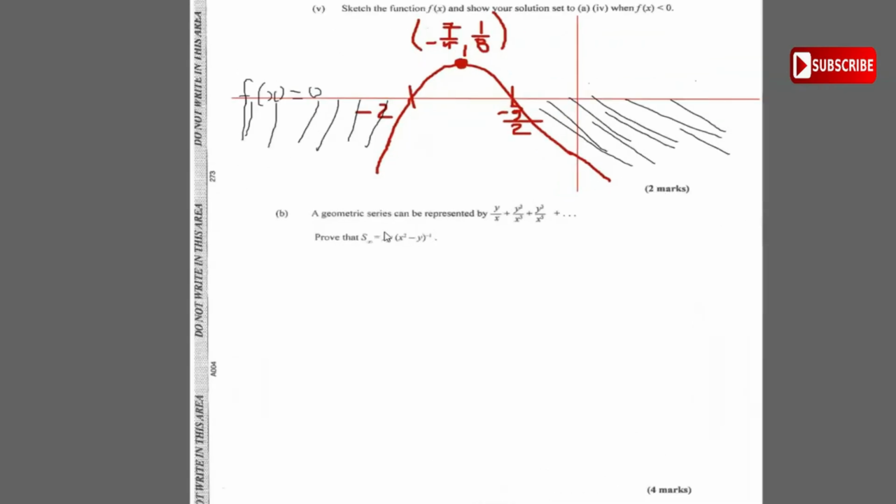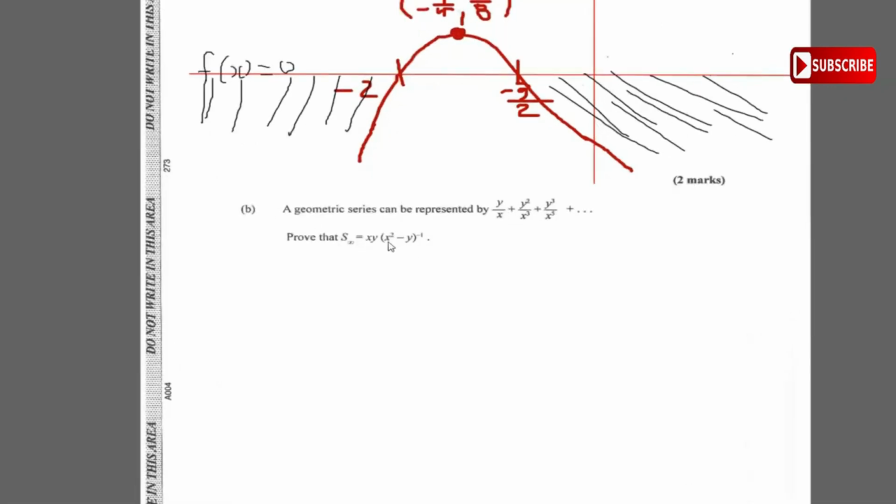Now let's have a look at part B. Part B says a geometric series can be represented by y over x plus y squared over x cubed plus y cubed over x to the fifth. And it says show that the sum to infinity is xy times x squared minus y to the minus 1.